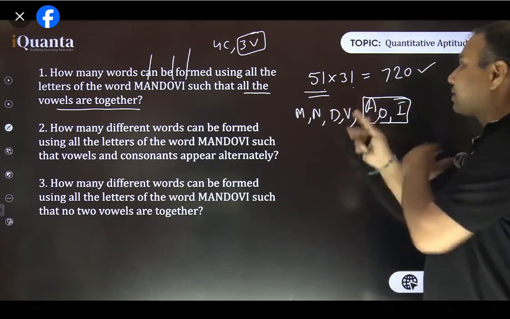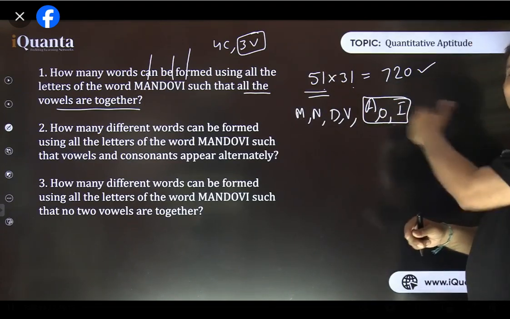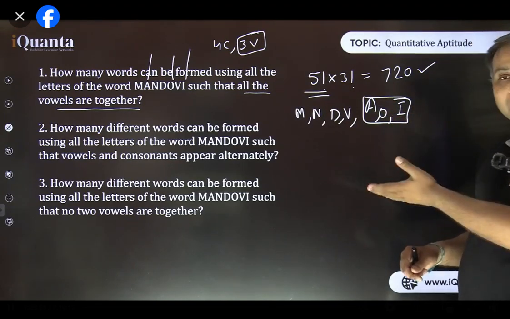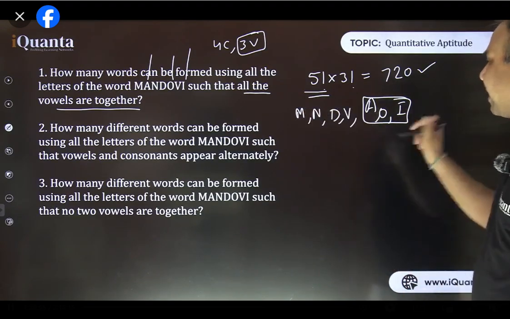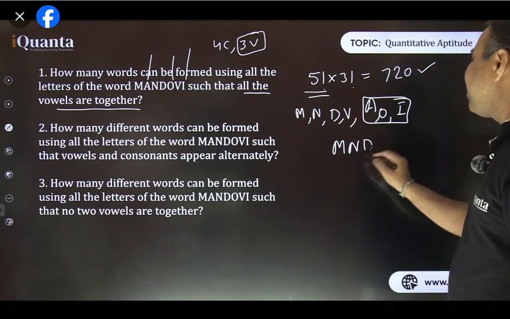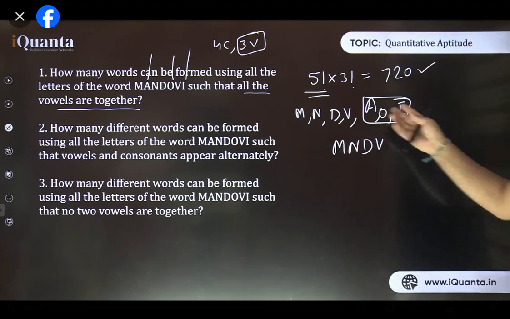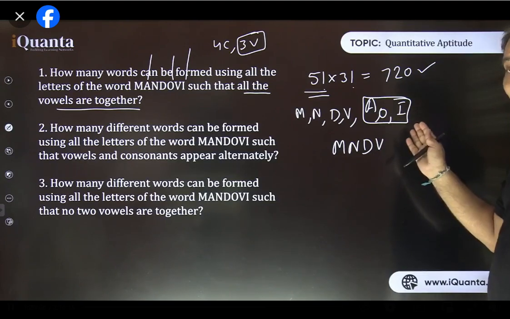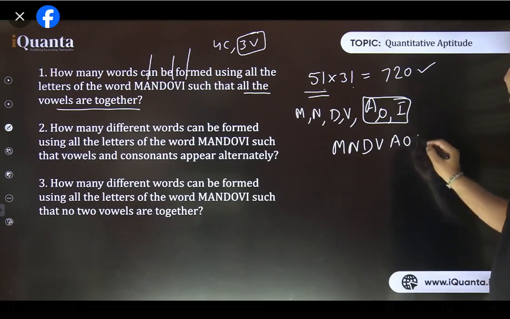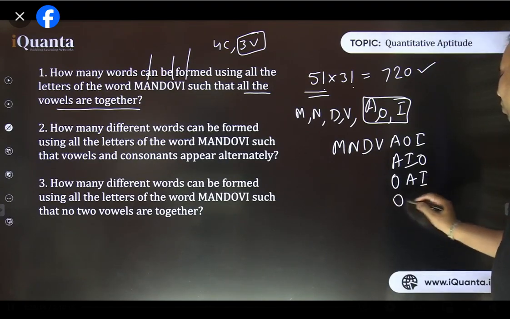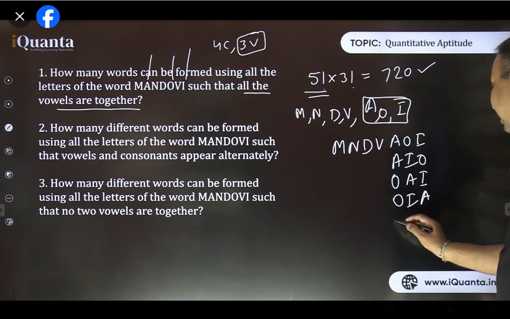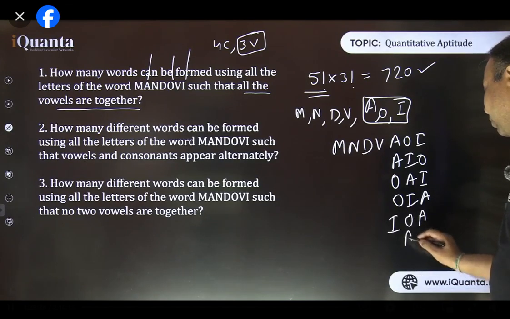Now, while arranging all these things in 5 factorial ways, this box containing 3 vowels is also there, and the vowels inside it can also be arranged, right? Suppose they are lying like this only, with the arrangement M, N, D, V together. Now can this A, O, I remain in this order only? No, there are 6 cases possible. It can be A, O, I, it can be A, I, O, O, A, I, O, I, A, and the same starting with I: I, O, A, or I, A, O.